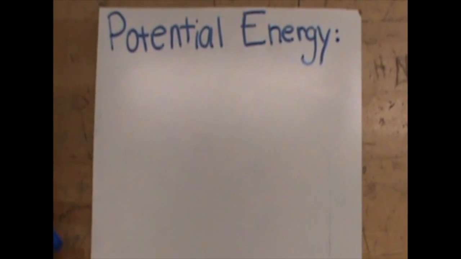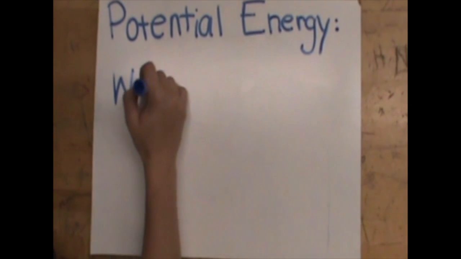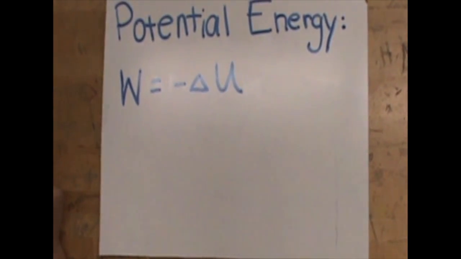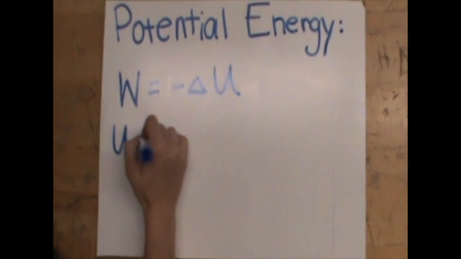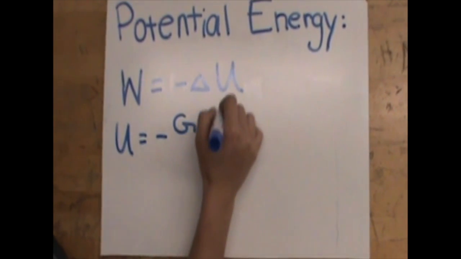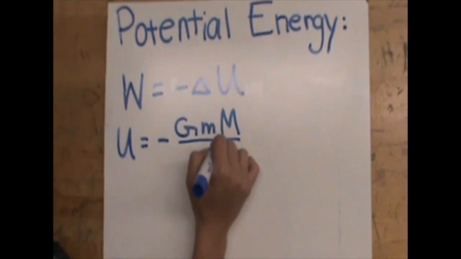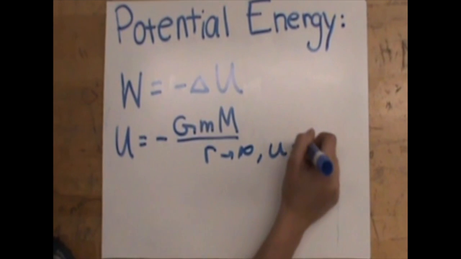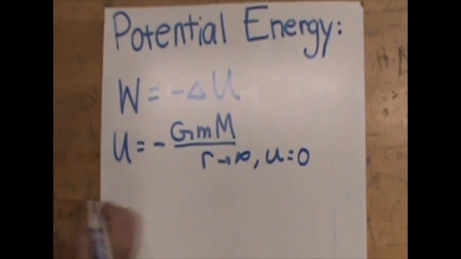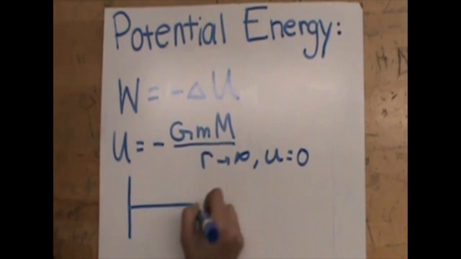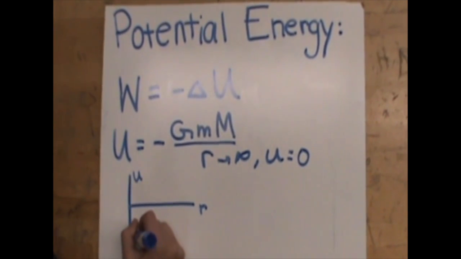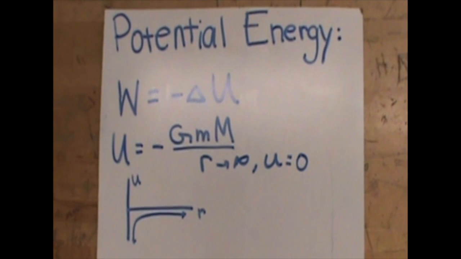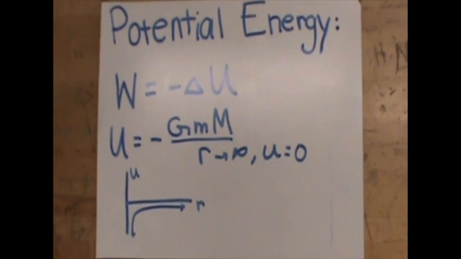Now let's look at gravitational potential energy. Work is defined as the negative change in potential energy. Gravitational potential energy is defined as U equals negative GMm over r, and is 0 at the point an infinite distance from Earth. This means that as an object moves away from the Earth, its potential energy gets less and less negative. Furthermore, if an object moves closer to the Earth, the work done by gravity is positive since the displacement is in the same direction as the force.